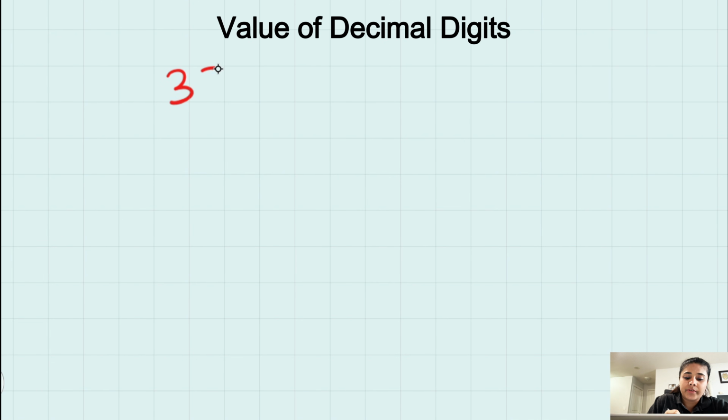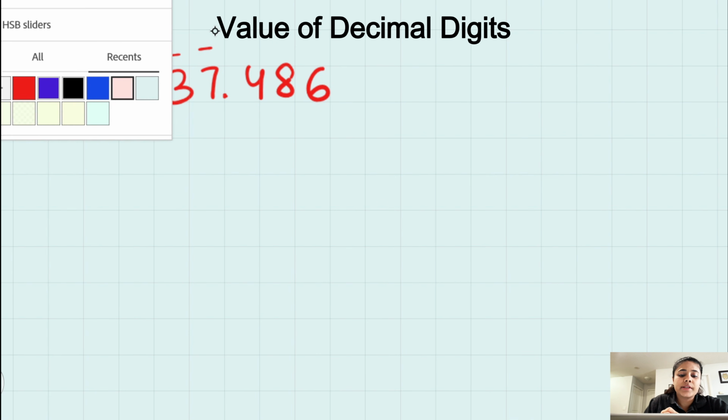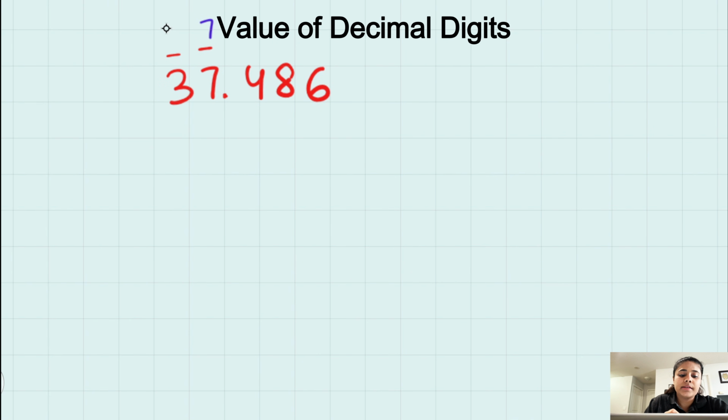Now we will understand the value of each digit in a decimal number. For example, we have 37.486. You know the value of 3 and 7, right? For 7 it is 7 and for 3 it is 30. But what about 4, 8 and 6? How will we go about that?